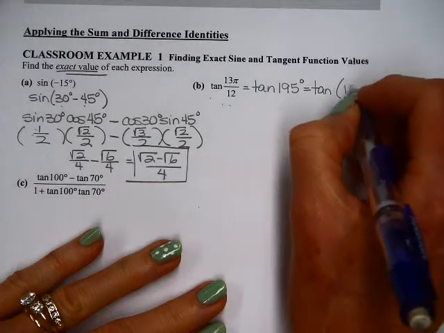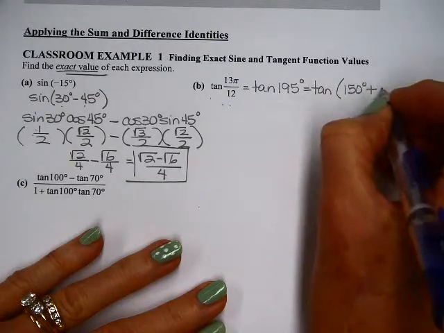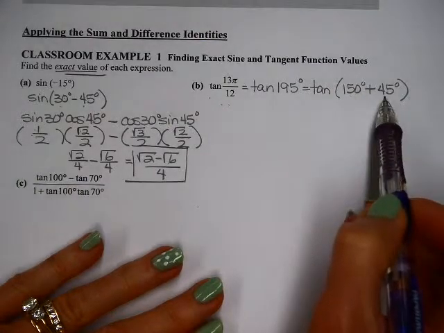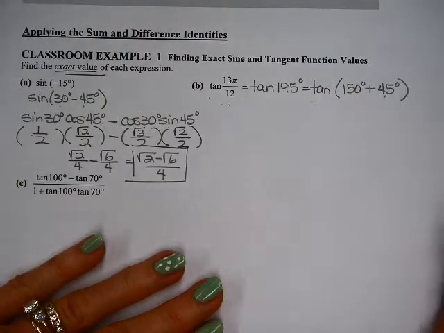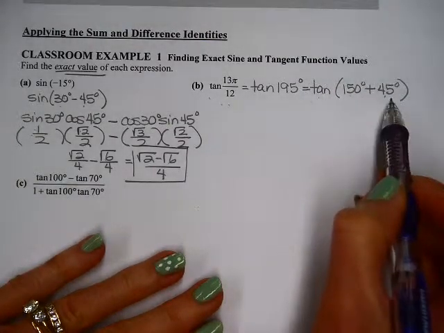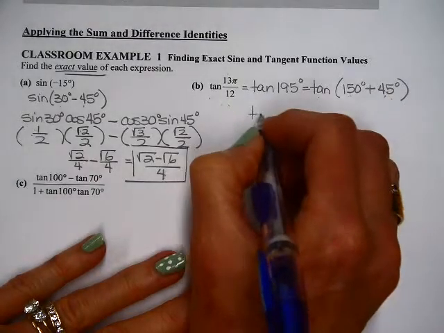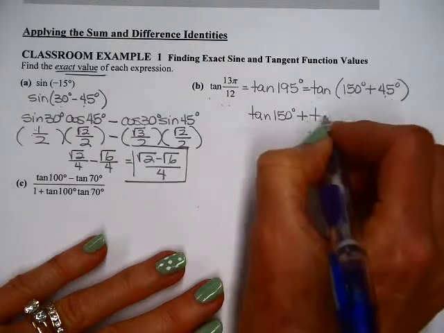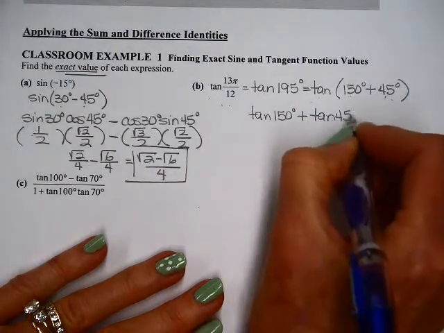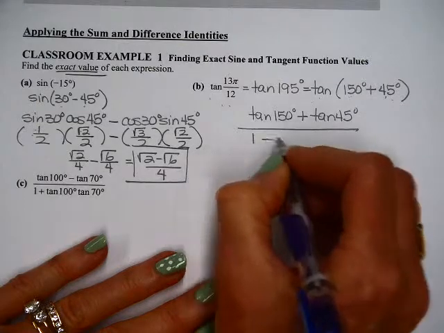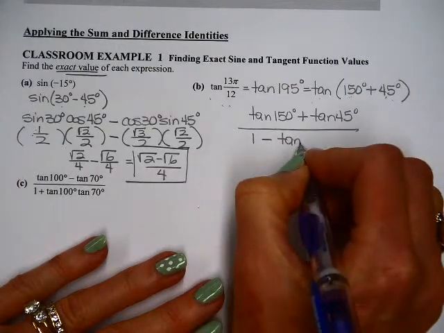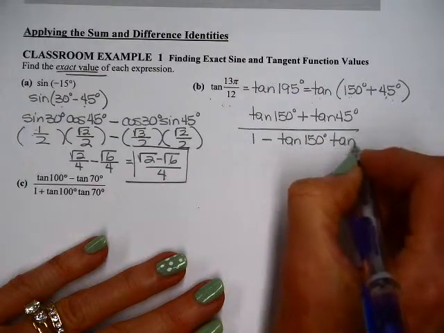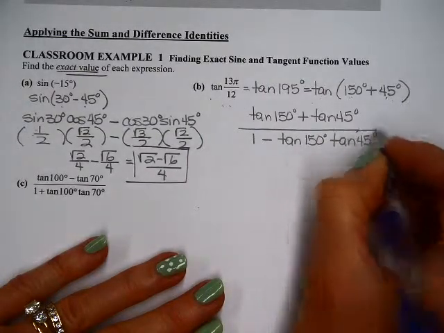150 and 45. Does order matter on addition? No, it does not. And always just make sure these add up to the correct angle, and they do. So this is tangent of A plus B. So we need the tangent of 150 degrees plus the tangent of 45 degrees, over 1 minus the tangent of 150 degrees times the tangent of 45 degrees.